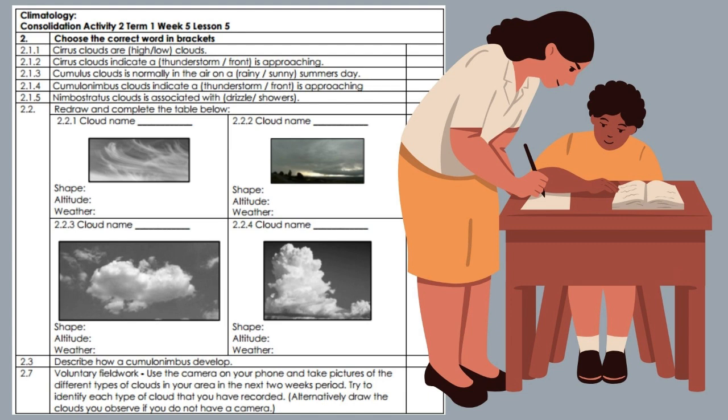2.7 Voluntary fieldwork. Use the camera on your phone and take pictures of the different types of clouds in your area in the next 2 weeks period. Try to identify each type of cloud that you have recorded. Alternatively, draw the clouds you observe if you do not have a camera.